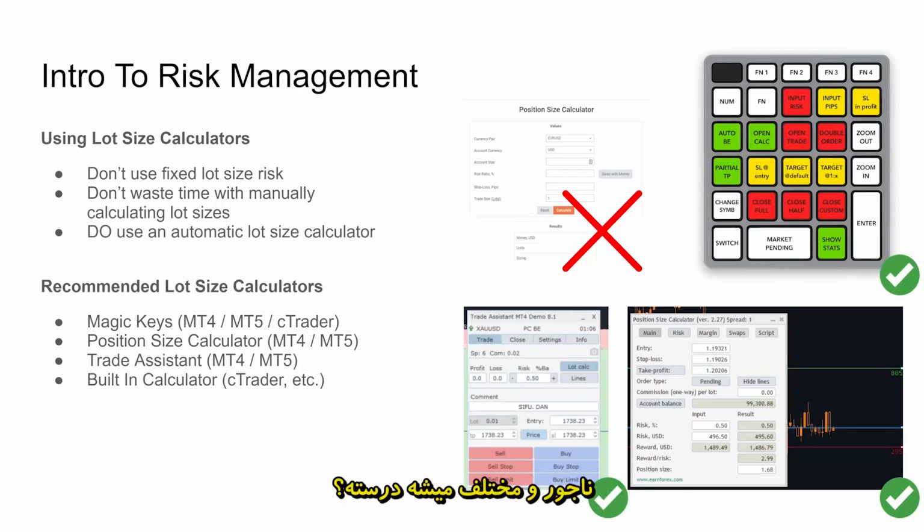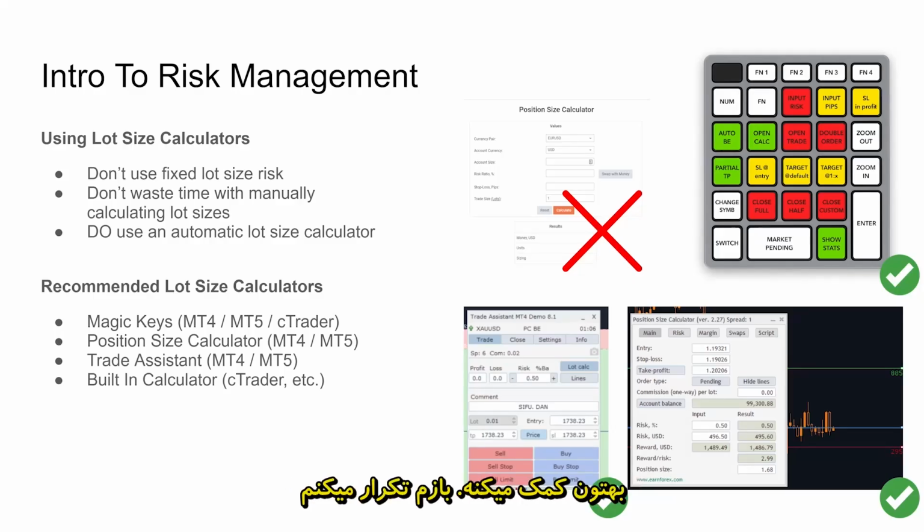So with a lot size calculator, what's the difference? We're actually risking a percentage of our overall account balance. And on top of that, obviously it scales up and down depending on the actual size of your account. Whether you're on a 200K account or a $1,000 account, whatever it is, you're risking an actual calculated percentage of the overall account balance versus an arbitrary lot size or dollar amount, right? So this helps for a couple of reasons.